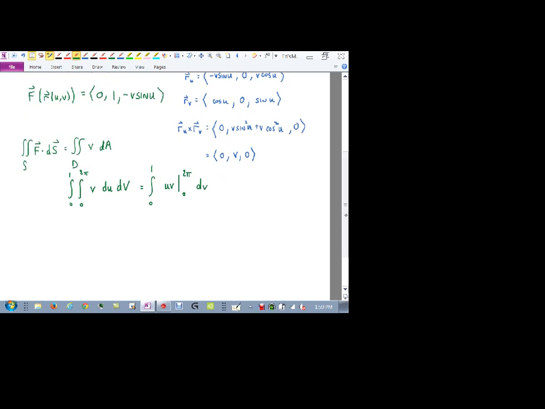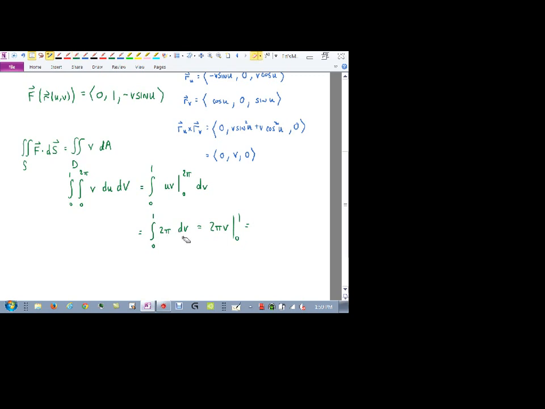Are y'all still with me? We're plugging in 2 pi for what? For u, so we get 2 pi v. And then plug in 0, it's gone, right? 2 pi dv. Antiderivative of 2 pi, just 2 pi v, right? Evaluate 0 to 1. Our answer is, hold on.